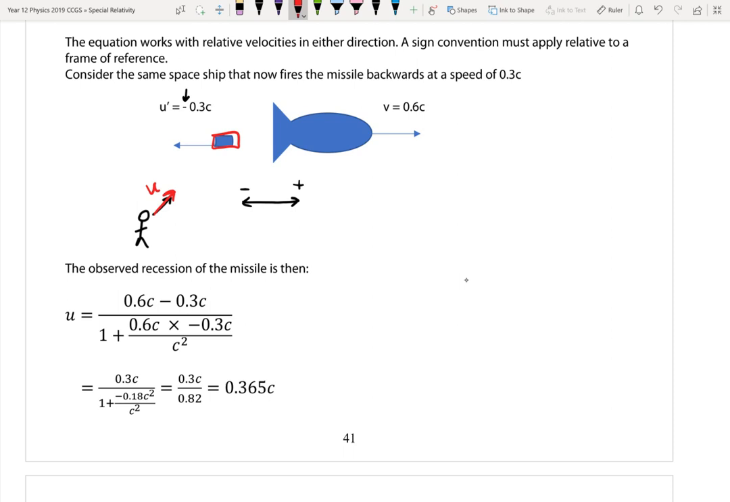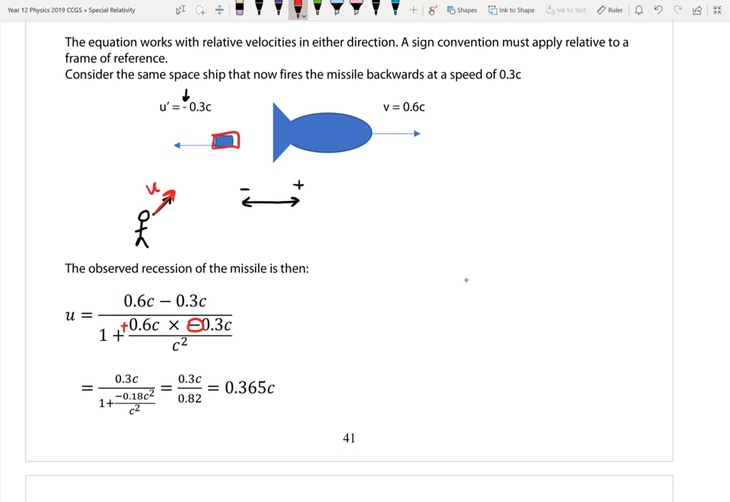With the sign convention down here, we get a negative fraction, which is then going to be 1 subtract 0.18. So now we're dividing it by 0.82. So it's strange to think that we would actually see the missile travelling away from us a little bit faster than if it was just a skateboard throwing a baseball backwards. It's actually travelling away from us faster. So this is combining the relativistic effects of the spaceship moving and the relative effect of the missile moving.